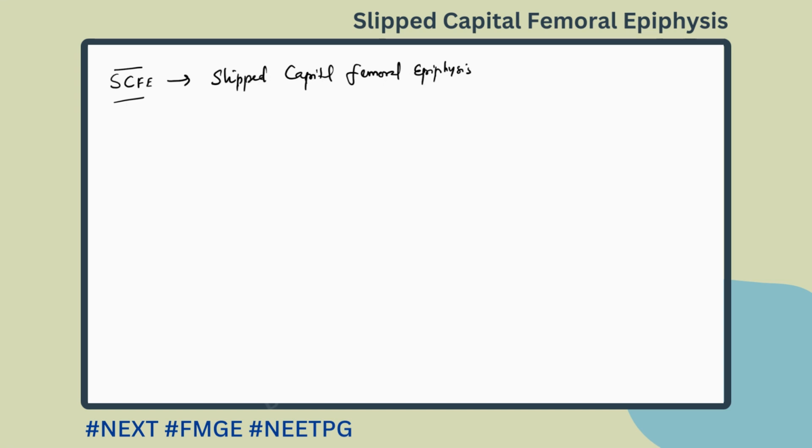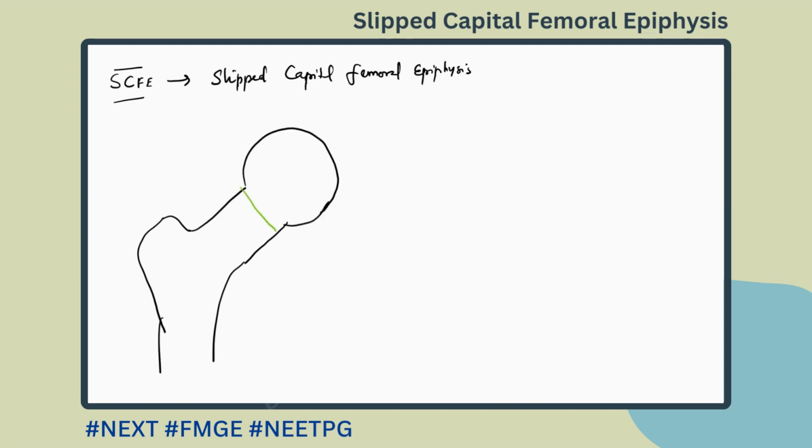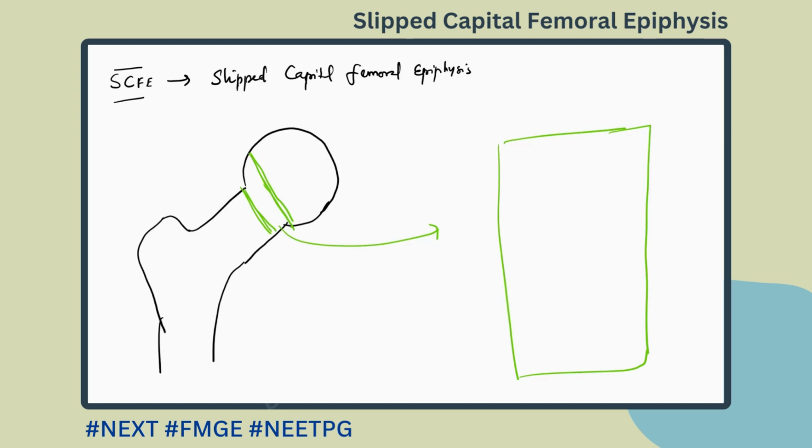In order to understand this condition, we'll draw a diagram here. Greater trochanter, neck of the femur, and the head of the femur is here. There is a zone here called the epiphyseal cartilage. Once the epiphyseal cartilage is there, the bone will increase in length. The bone grows. Now, we will take this epiphyseal cartilage out and expand it. When we expand the epiphyseal cartilage, we will see 4 zones in it.